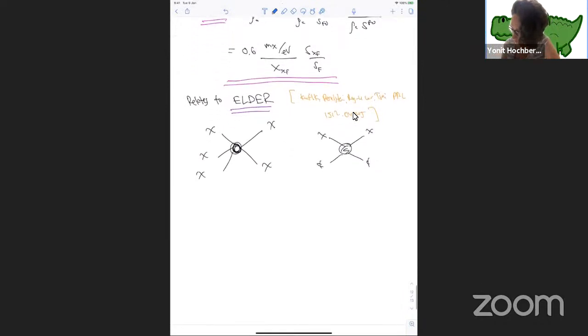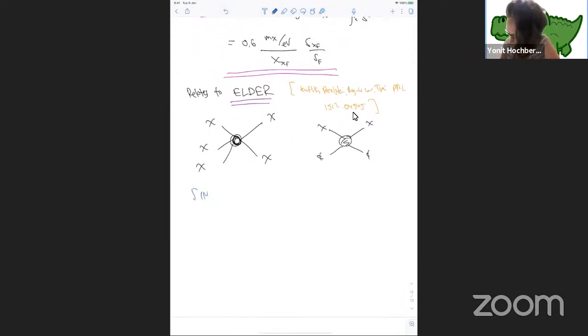So if I was looking at the case of a SIMP, what needed to happen is that this first process decoupled first, and only later did this elastic scattering decouple, right? The elastic scattering decoupled second, by which I mean that it was active during freeze out, right? That was our condition so that I wouldn't be cannibalizing myself.